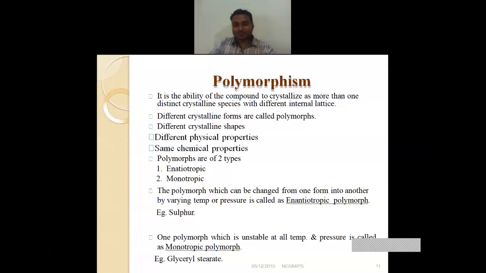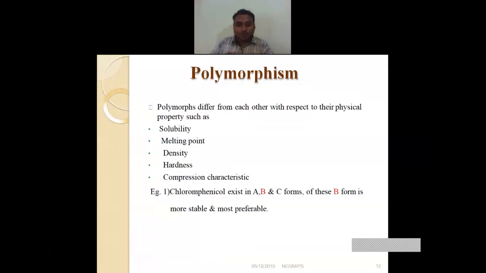Polymorphs differ from each other with respect to their physical properties. So how can you distinguish polymorphs? It depends upon their physical properties. What are the physical properties? That is solubility, melting point, density, hardness, and compression characteristics.